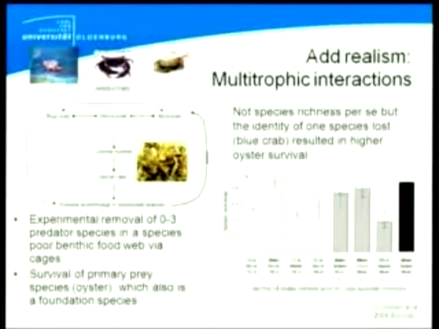So it was not the richness which was responsible for a certain function, but it was the identity of a certain species, the identity of the blue crab. If that species was present, the predation pressure was high.